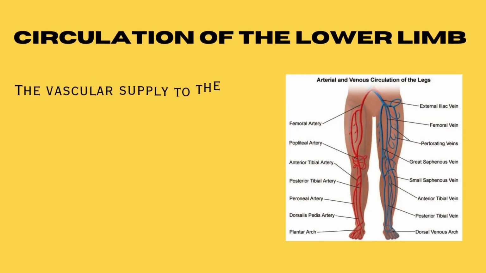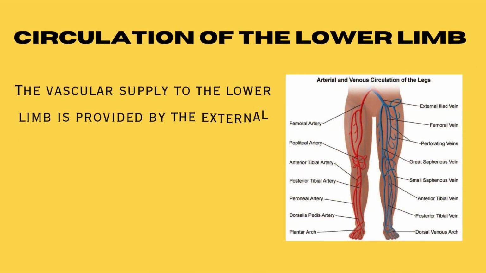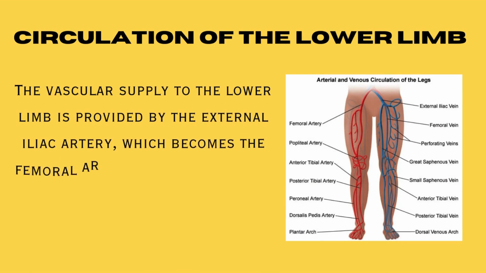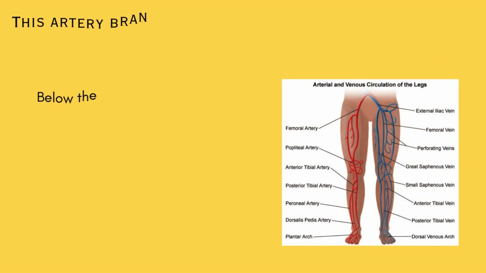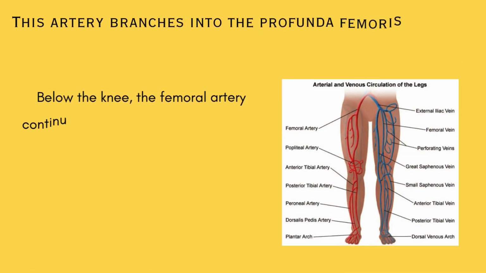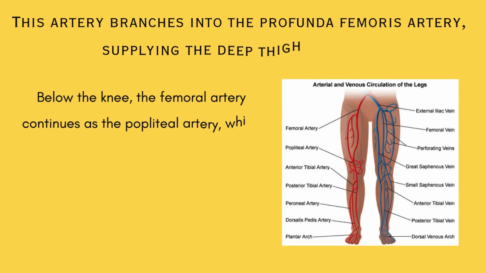Circulation of the lower limb. The vascular supply to the lower limb is provided by the external iliac artery, which becomes the femoral artery after passing the inguinal ligament. This artery branches into the profunda femoris artery, supplying the deep thigh muscles.